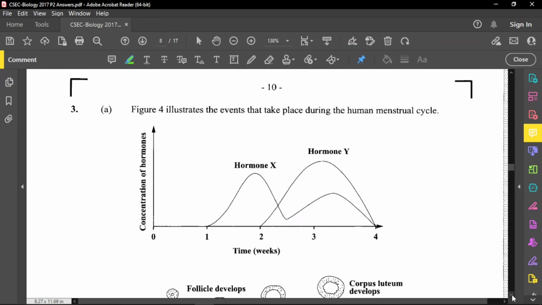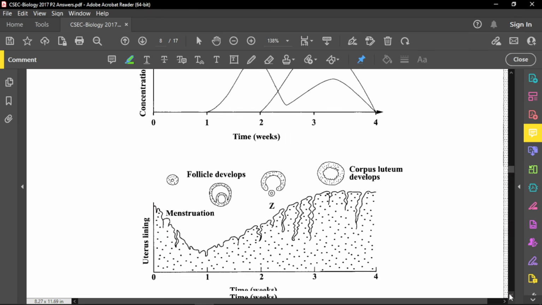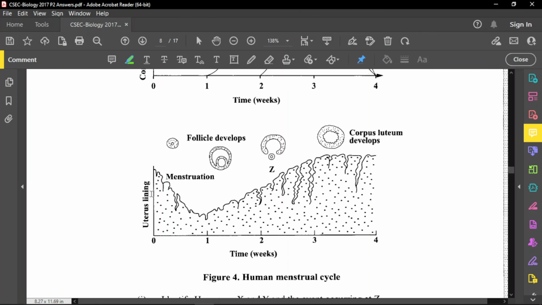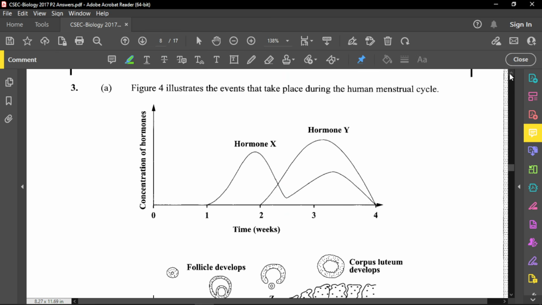Now for question number 3. This one states that figure 4 illustrates the events that take place during the human menstrual cycle. We have two hormones here, hormone X and hormone Y, and I know by now you know what these hormones are based on the levels displayed on the graph. And here we have the uterine lining. I just want to point out something real quick: there are 4 hormones that actually work in the menstrual cycle.